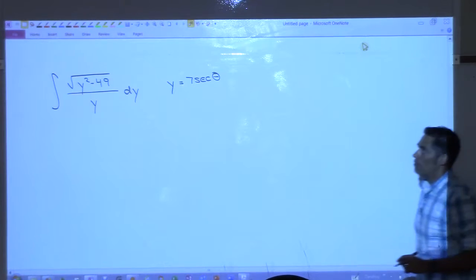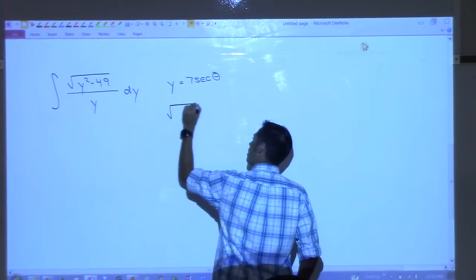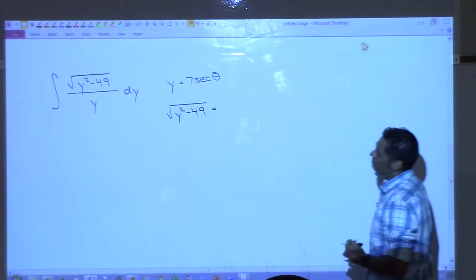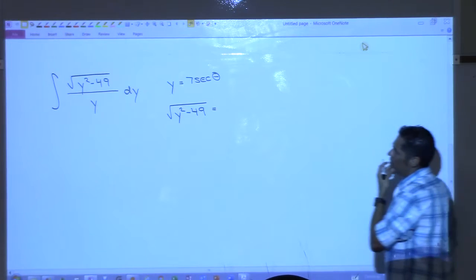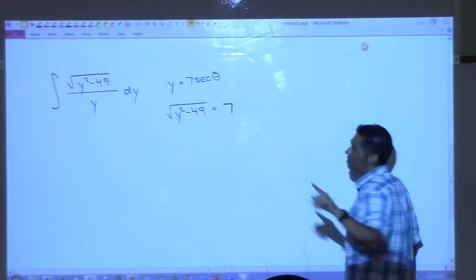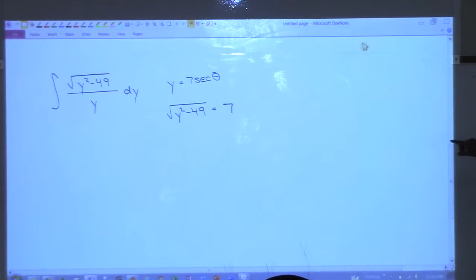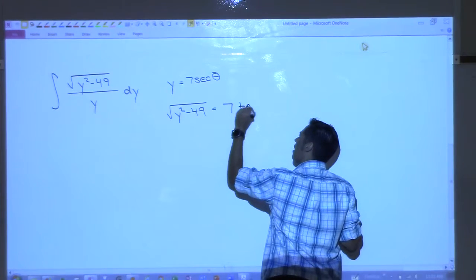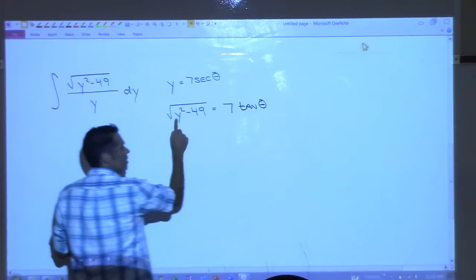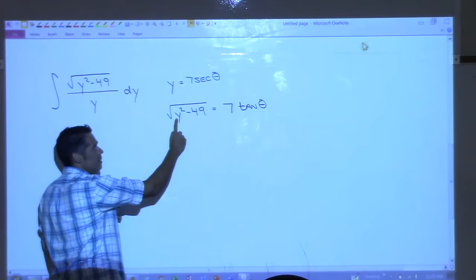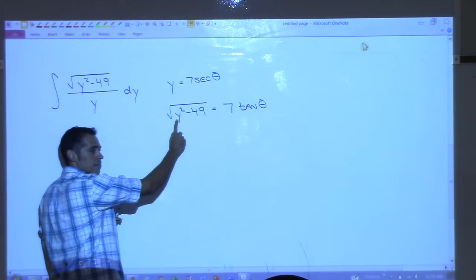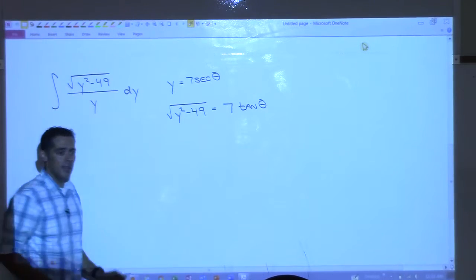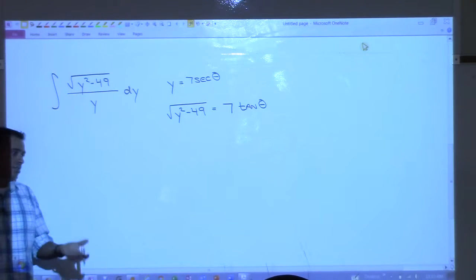Now, let's see. What will the square root of y squared minus 49 turn into? I'm saying this square root part. What is that ugly square root thing going to turn into? It should be 7 tangent theta. Where's that coming from? Replace y with 7 secant theta, square it, so you get 49 secant squared theta. Take out a 49, take it out of the root, and what you're left with in there is secant squared minus 1, which is tangent squared.